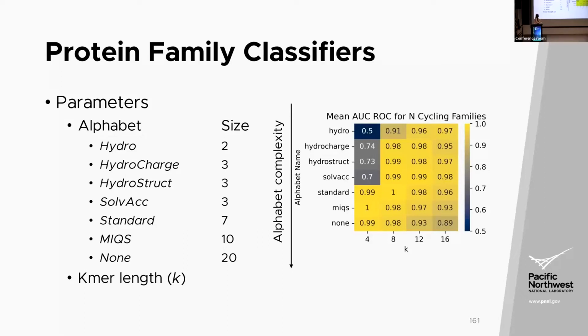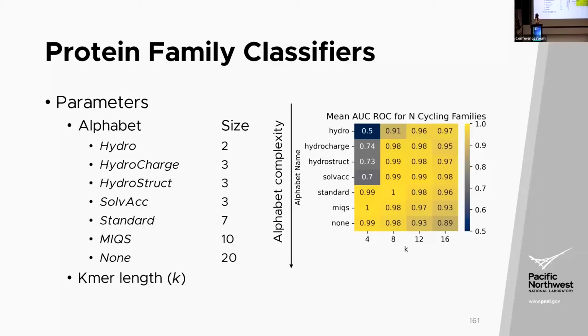Whereas as you start to increase that alphabet complexity and K-mer length, you hit this optimal zone where now the K-mers are optimally complex in order to capture all the pertinent structural information that encodes potentially the protein function. And there the classification models start to perform the best.